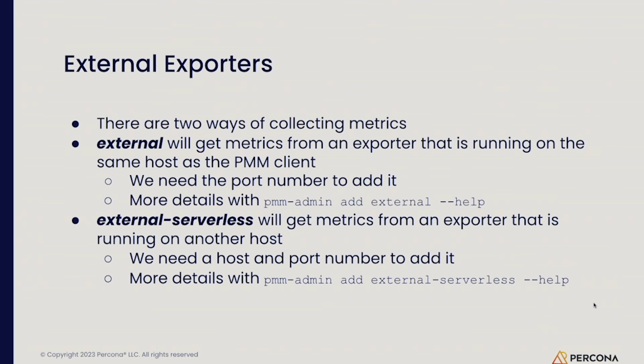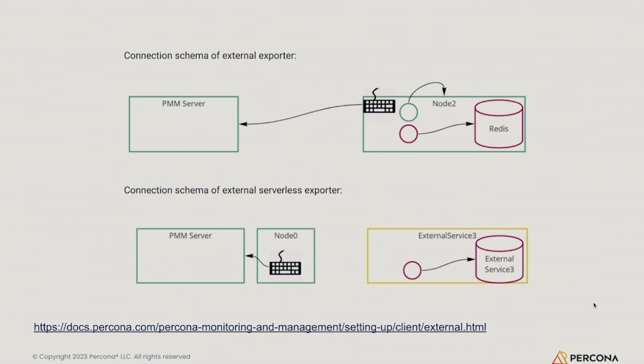So there are 2 ways in which we can use this. The external will get the metrics from an exporter that is running in the client itself. And then the external serverless can do it from an exporter that is running on another host, right? And then you can use the help commands to check the syntax and the available arguments. So this is the external one.